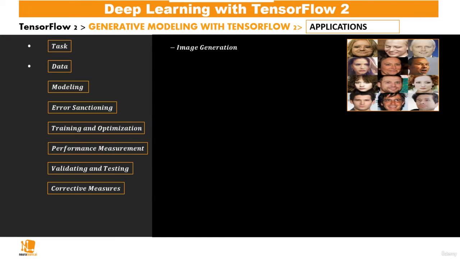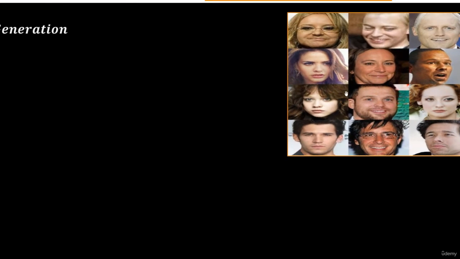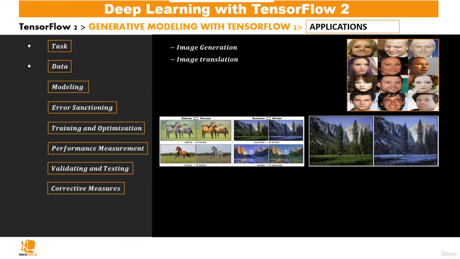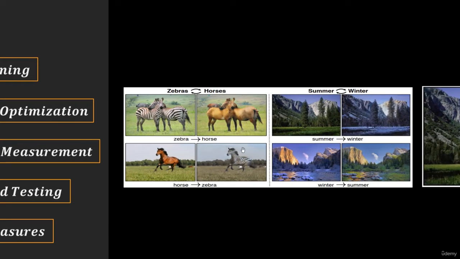Now the next point which I'll look at is the applications of these generative models. The first and most common application is image generation, where we could have these kinds of images being generated. The next application is image translation, where we're able to translate images from one domain to another. As you could see right here, we have this zebra image which is translated into a horse's domain, and here we have this horse image which is translated into a zebra's domain.